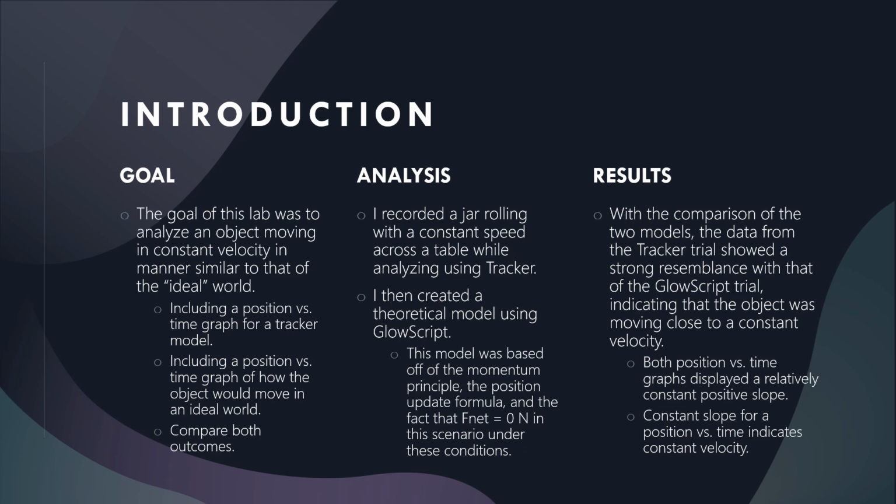With a comparison of these two models, the data from the Tracker trial showed strong resemblance with that of the GlowScript trial, indicating that the object was moving at close to a constant velocity. Both position versus time graphs displayed a relatively constant positive slope, and a constant slope for a position versus time graph indicates a constant velocity.